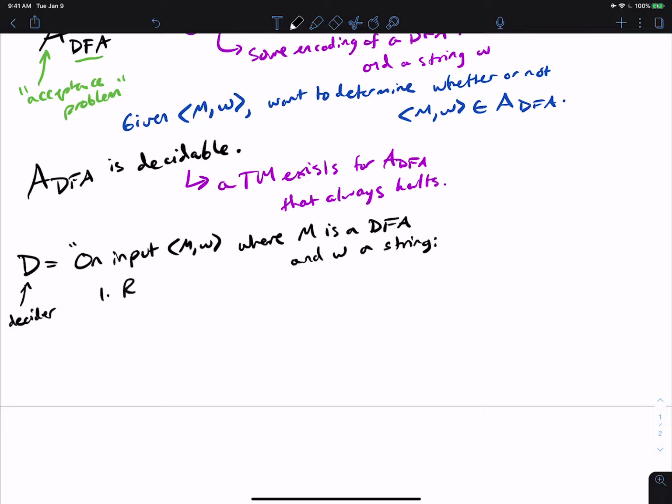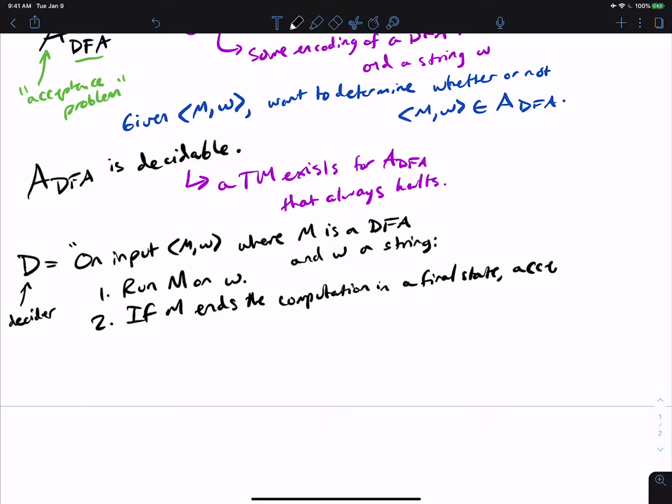So the first step is to run M on W. And then, just as we just talked about, if M ends the computation in a final state, except. Because here we're talking about the A sub DFA problem. So remember, we're trying to make a decider, which always says accept yes or reject no.